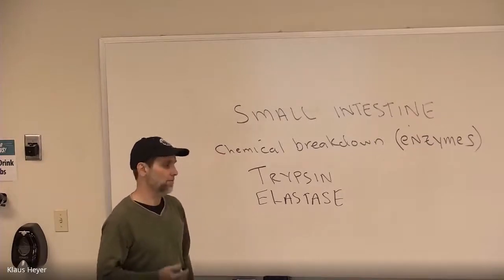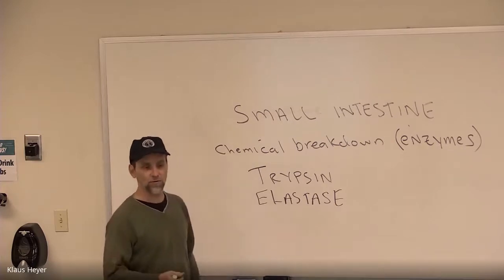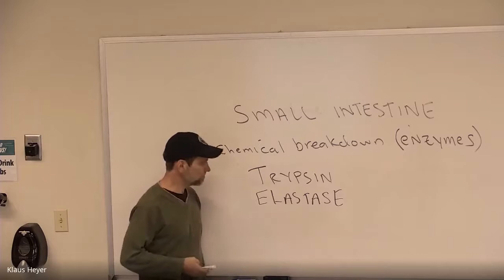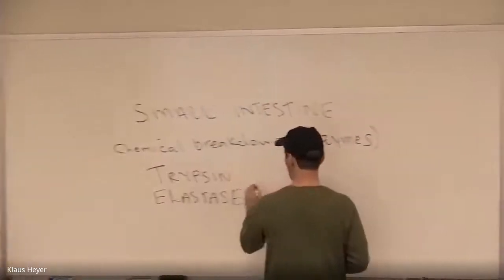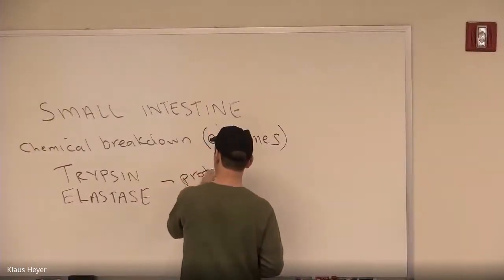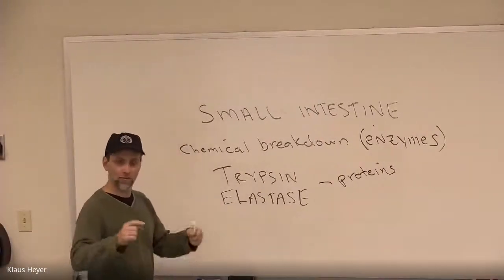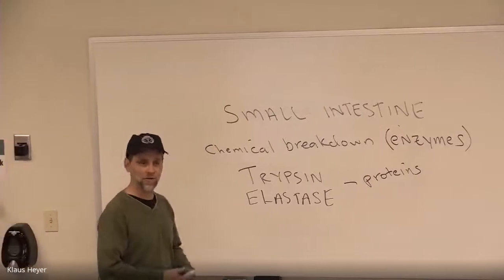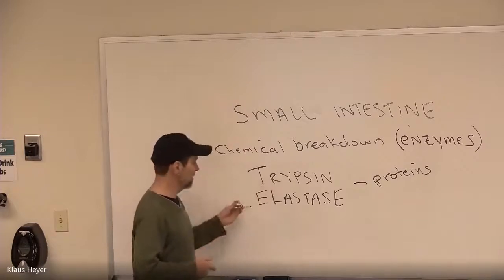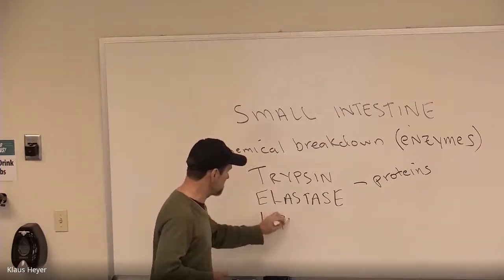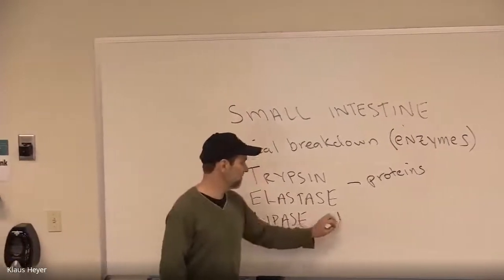And so the worst is lipids, like fats and simple sugars. The best is proteins. So we have trypsin, elastase. Both of these are for proteins. That's the substrate. The substrate is the thing that the enzyme works on. Like, what is the enzyme? What's its specialty? We call that substrate. So the substrate for these two is proteins. Then lipase. That substrate is going to be lipids.